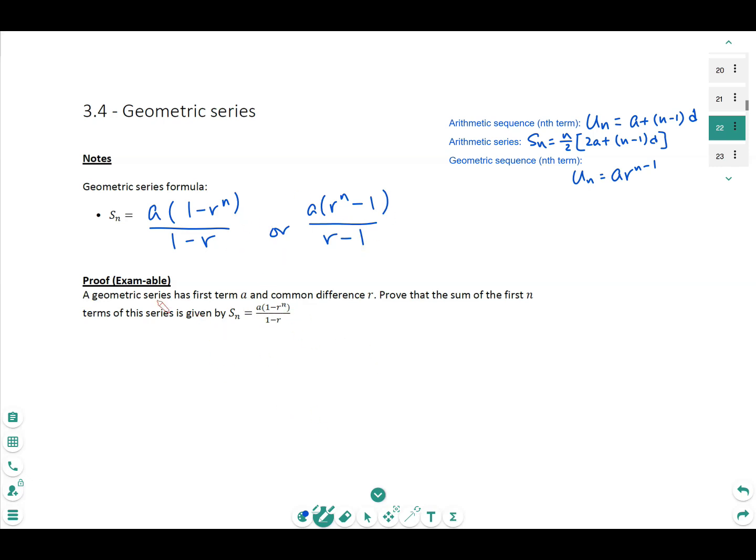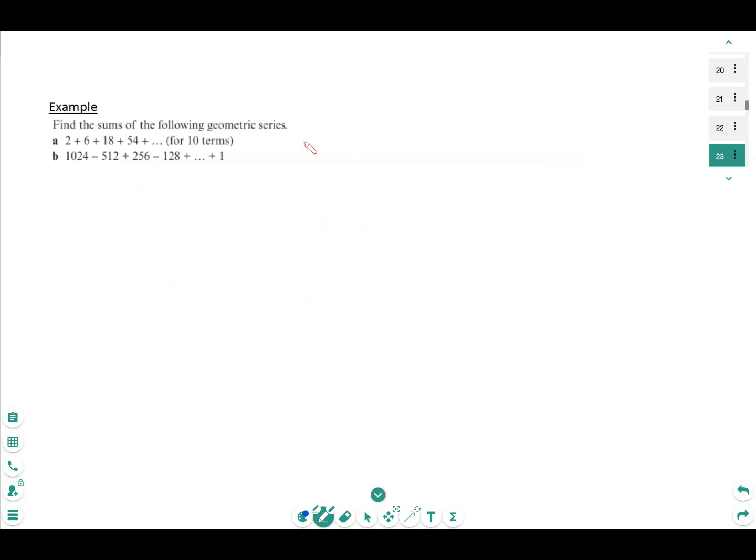Here, geometric series, we have to prove this. Again, same as last lesson, we're going to leave this till the end. I'll come back to this one. So let's have a look at how we can use them first.